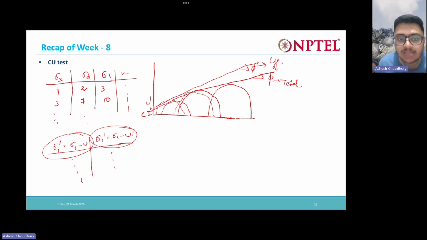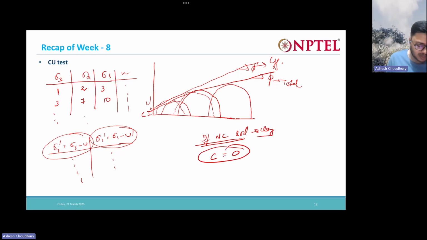Now, if the soil is normally consolidated, remember this. If it is normally consolidated clay, then my c, or c prime, will always come as 0. For normally consolidated soil, we will see that the envelope passes through the origin. My c will be 0. That is for normally consolidated soil.